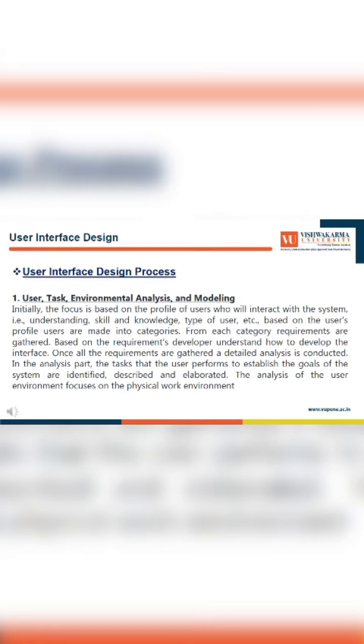User interface design process: user, task, and environmental analysis and modeling. Initially, the focus is on the profile of users who interact with the system, for example, understanding, skill and knowledge, type of user, etc. Based on the users' profiles, users are made into categories. From each category, requirements are gathered. Based on the requirements, developers understand how to develop the interface.